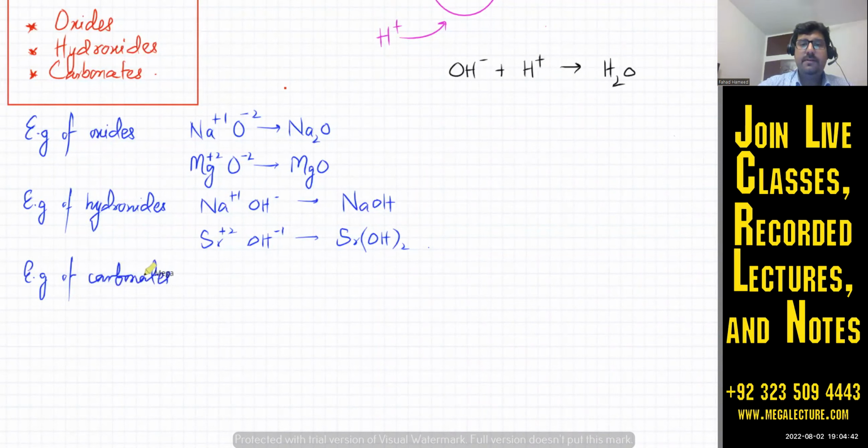So an example of a carbonate will be, carbonate, remember, is CO3. Make sure you remember that table, the formula of the ions, the formula of the acids. You have to memorize that. Okay?